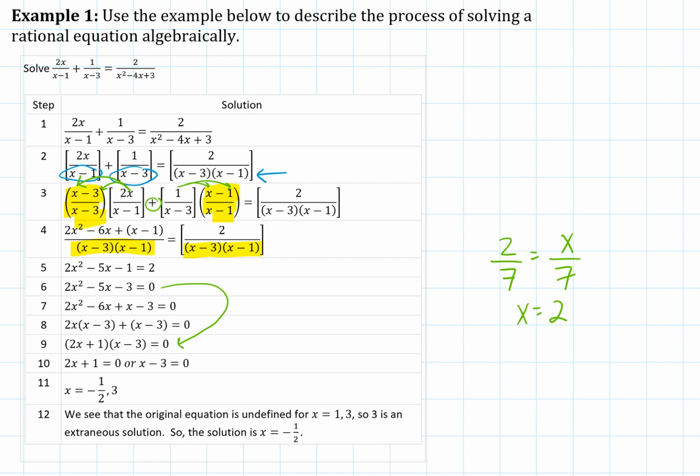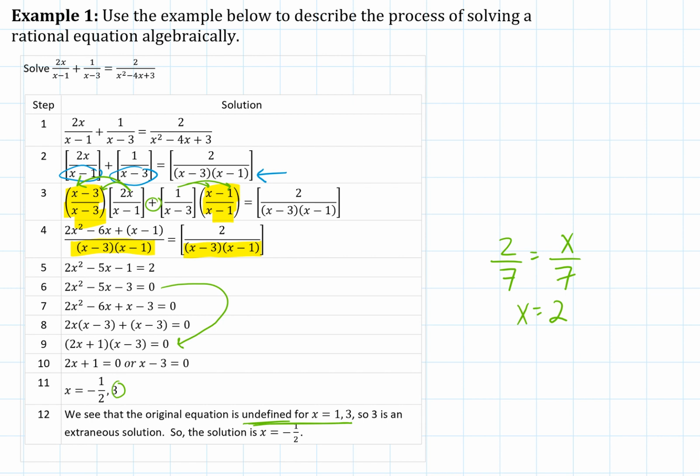And then in line 10, they're setting each factor equal to 0. In line 11, they're getting the answers. Now in line 12, this is interesting. We see the original equation is undefined for these two x values, and one of these x values is an x value that we got. So what they're saying is 3 can't possibly be a solution. 3 won't make the original equation true because, for example, if you substituted a 3 in the original equation, you end up with 1 divided by 0, and 1 divided by 0 is undefined.